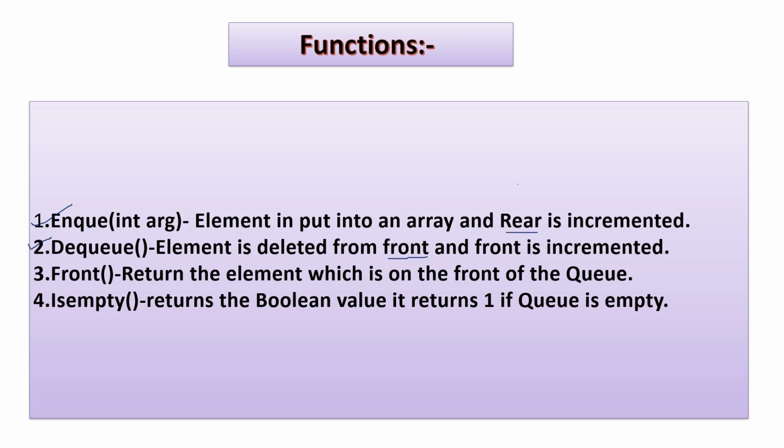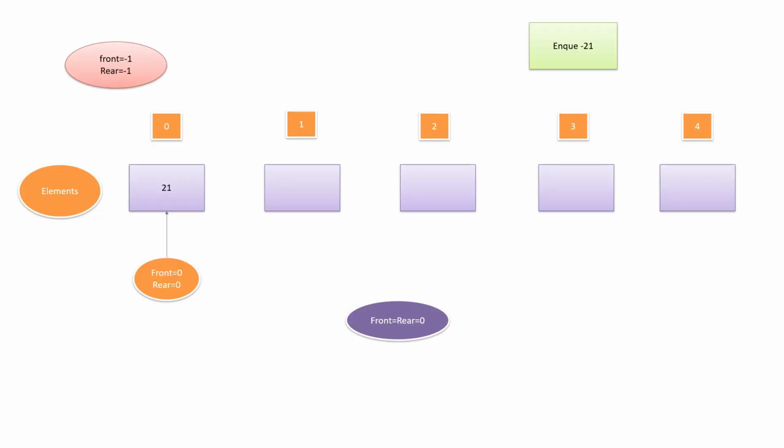and each time the rear is incremented or the front is incremented. There is a front function which returns the element which is at the front of the queue, and there is an isEmpty function as well. It finds whether the queue is empty or not, so it returns a boolean value. So that's it about the functions. Let's move on to the implementation.